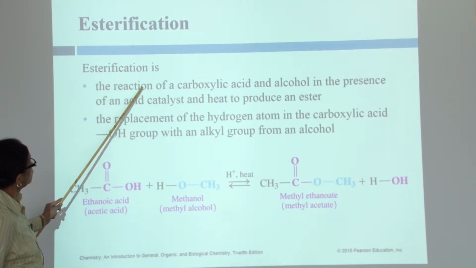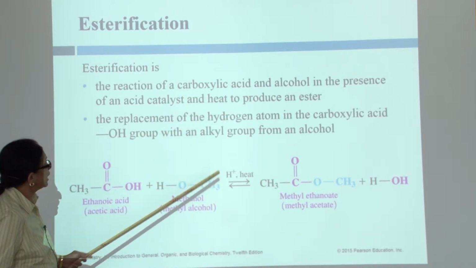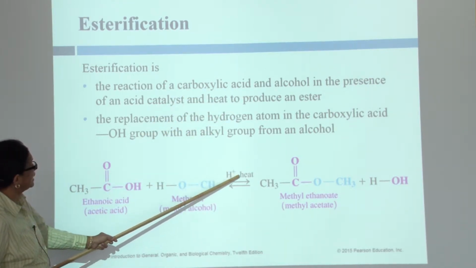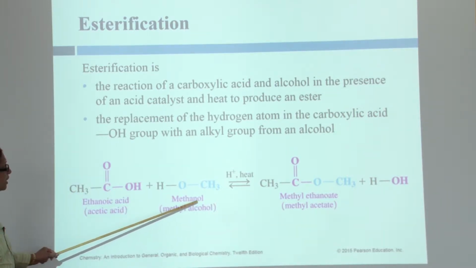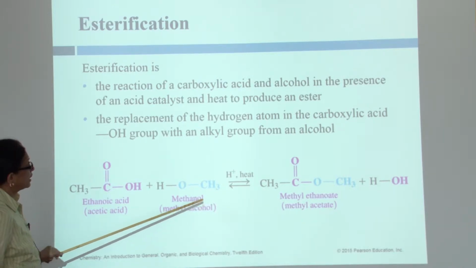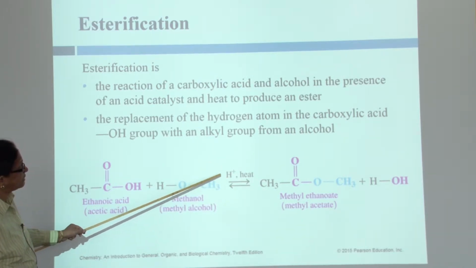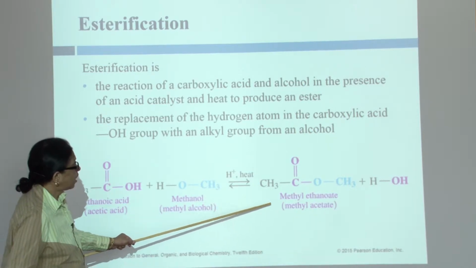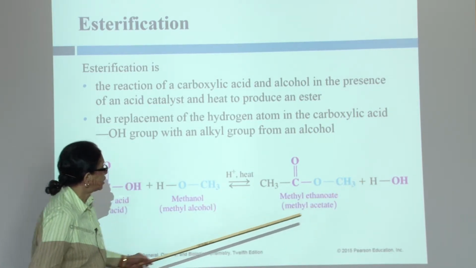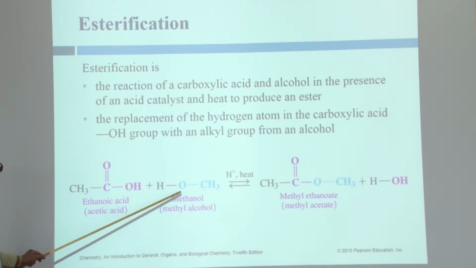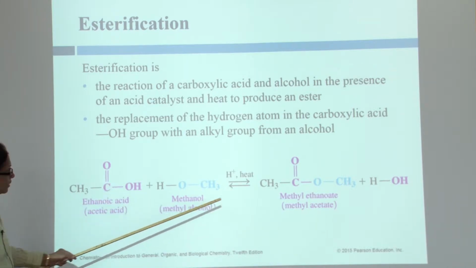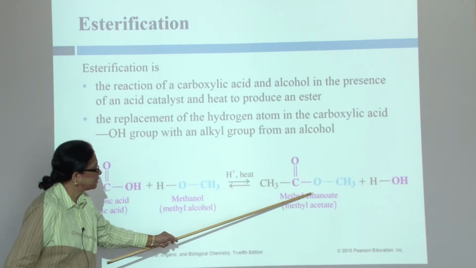Esterification is the reaction of a carboxylic acid and alcohol in the presence of an acid and heat to produce an ester. So again, we are looking at an acid, ethanoic acid, 2 carbons, ethane, ethanoic acid, and methanol alcohol in the presence of heat and acid. You are taking away a water molecule, OH, H, and connecting the 2 molecules. So this is your ester.